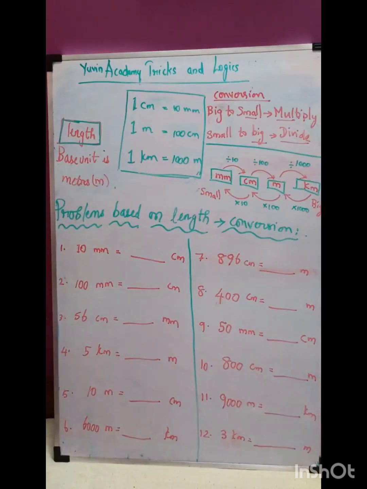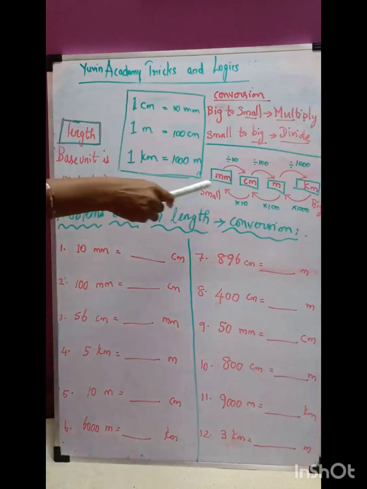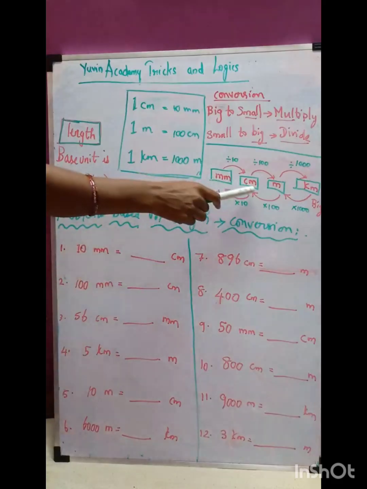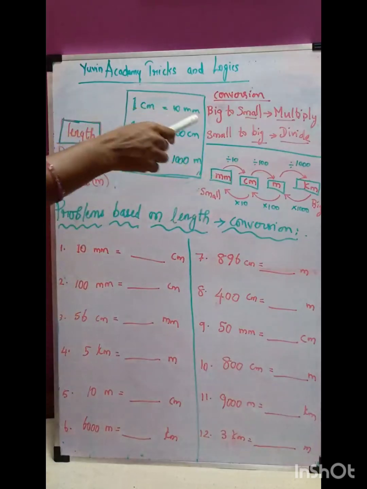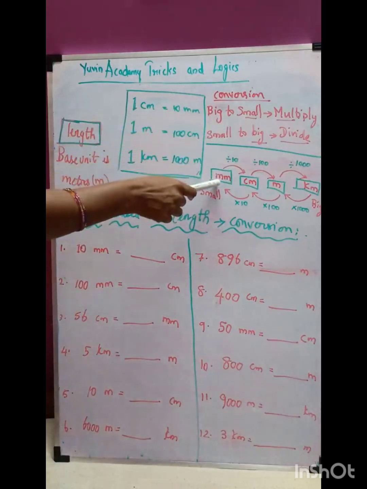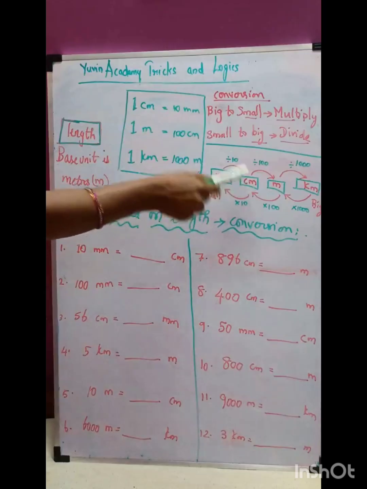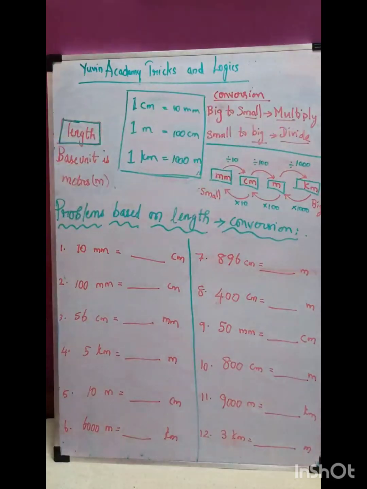So the first one is 10 mm equals how many centimeters. Mm is the smallest unit, then the next unit. Millimeter to centimeter, that is small to big. Small to big means divide. So we have to divide by 10. 10 divided by 10 is 1. So 10 mm equals 1 centimeter.